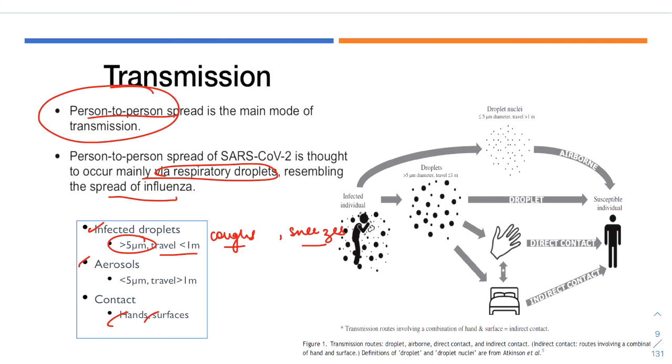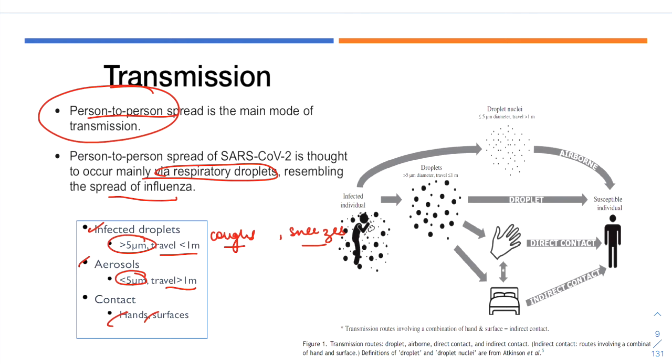Now, second is the aerosols. Aerosols are small droplets less than 5 micrometers in size, usually generated in hospital settings during procedures, for example intubation. Due to the small size, they have a trajectory of more than 1 meter. Okay, they can travel more than 1 meter. Thus, aerosols have the tendency to spread throughout the room and are more dangerous.